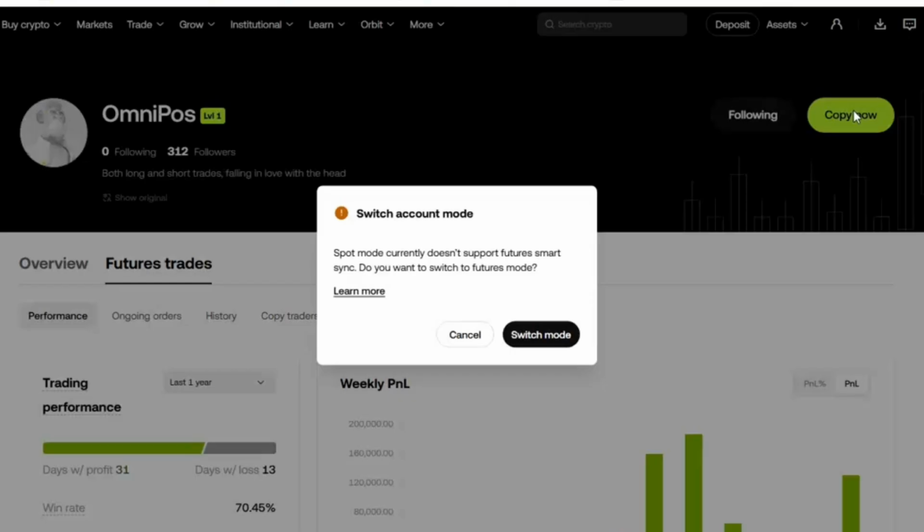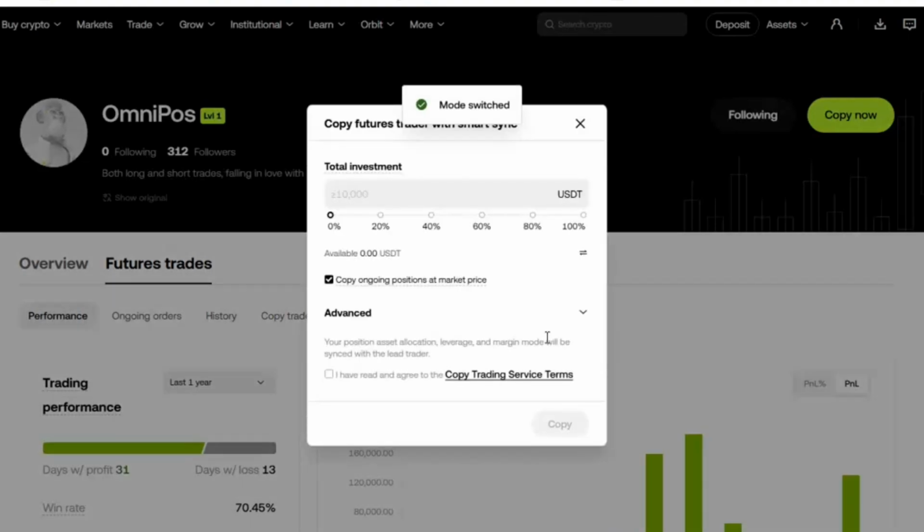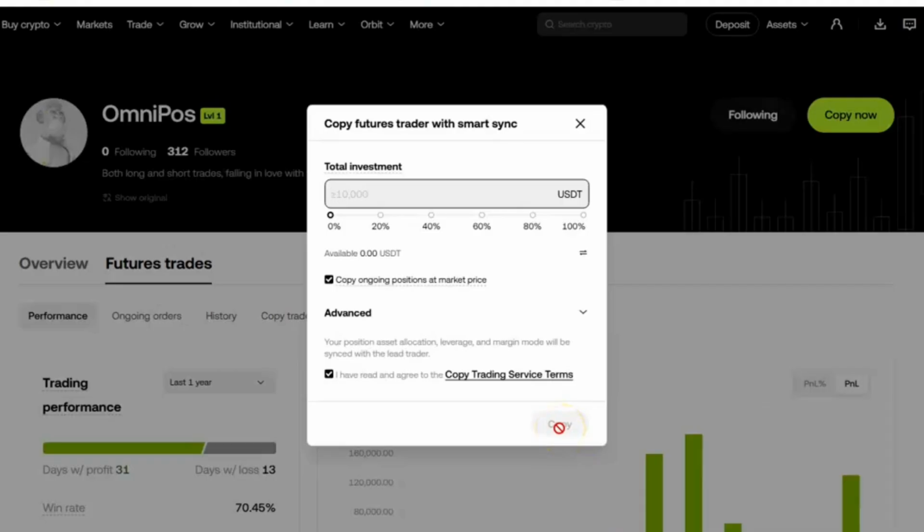We can check on other things at the bottom. So what you do is you simply click copy, right? And then it says spot mode currently doesn't support futures. Do you want to switch to futures mode? Yeah, we can go with switch mode, right? Boom. So here, what you need to do is you type in the amount of money that you're starting with, right? And then you need to check in this box, right? If you punch in the amount here, this one will get highlighted. All you need to do is you hit copy and you'll be good to go. So that's how you have to go about copy trading.